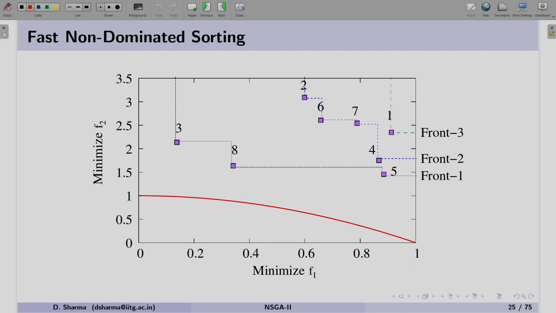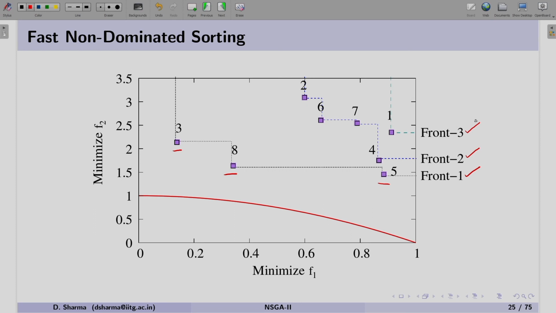As of now, we have sorted these solutions into different fronts such as front 1, 2 and 3. So, let us see how these solutions are arranged in the objective space. The figure here shows all these fronts. Now, 3, 8 and 5 are the members of front 1. Similarly, for front 2, 2, 6, 7 and 4 are the members, and solution 1 belongs to front 3. We remember that for solving any multi-objective optimization problem, there are two goals. First goal is convergence, another goal is diversity.